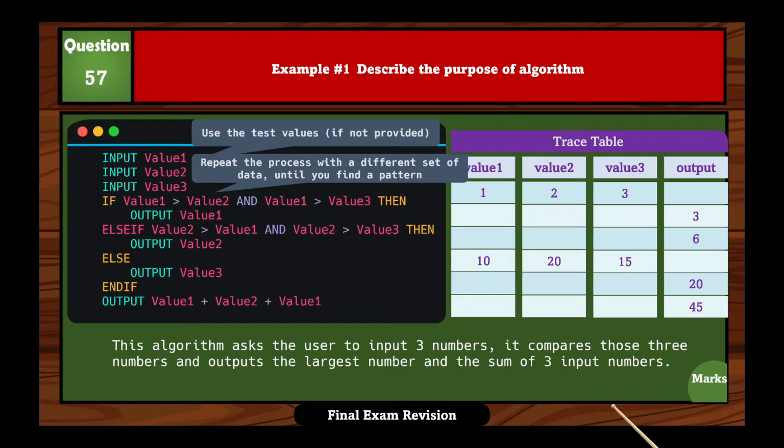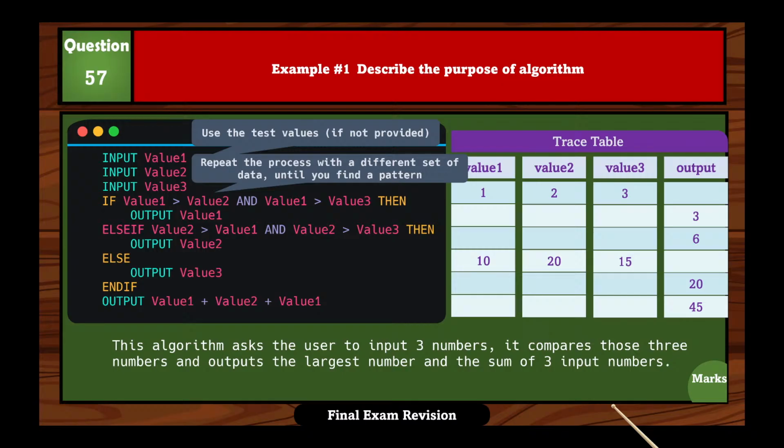What are the key takeaways from this question? First of all, you need to create a trace table, okay? And then you need to find some set of values that you can use to test the program, and make sure you test with 2 different sets of values, not relying on only one set of values. That's how you will find the purpose of an algorithm.